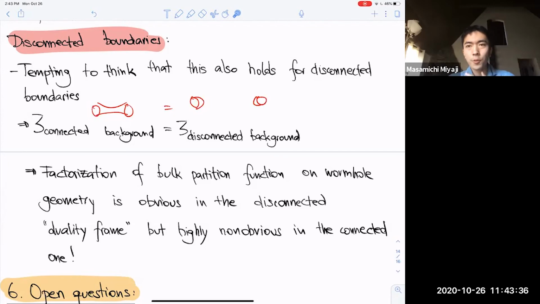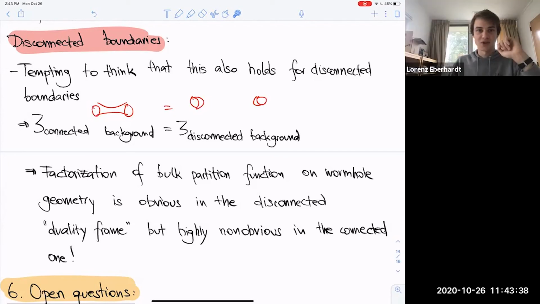You working on this, or? Yeah, I'm trying to work on it, but it turns out to be kind of difficult. So I'm not sure whether I will be able to do it. Yeah.